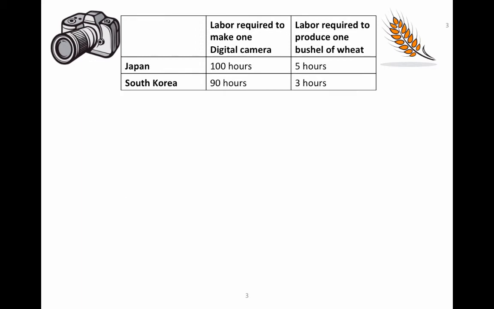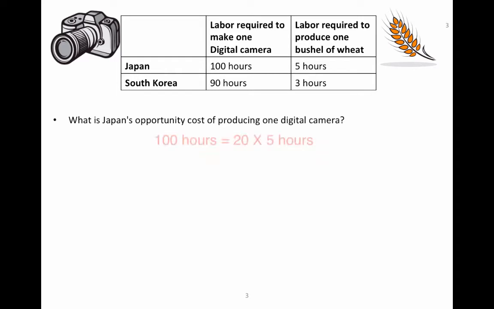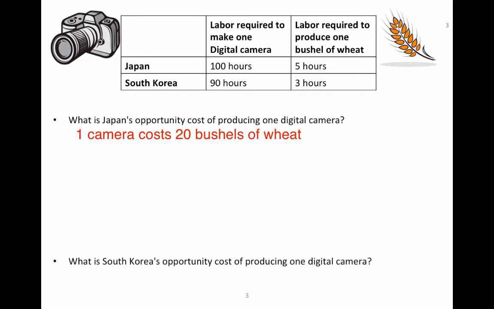Now let's calculate opportunity cost. What is Japan's opportunity cost of producing 1 digital camera? To produce 1 camera, Japan must spend 100 hours. The next best use of those 100 hours is the production of wheat. 100 hours could produce 20 bushels of wheat. In Japan, 1 digital camera costs 20 bushels of wheat.